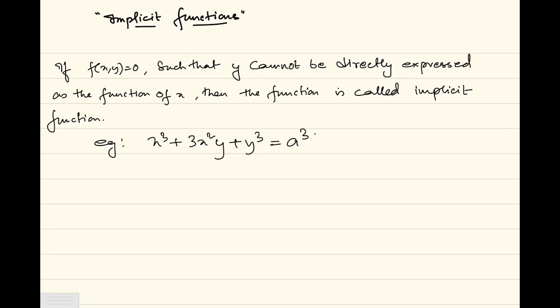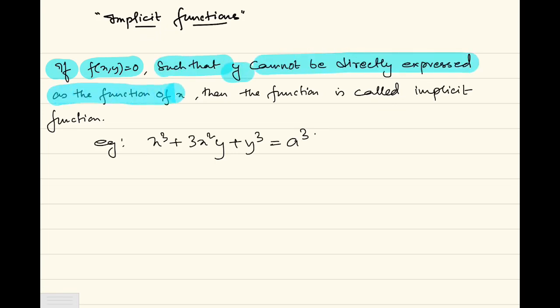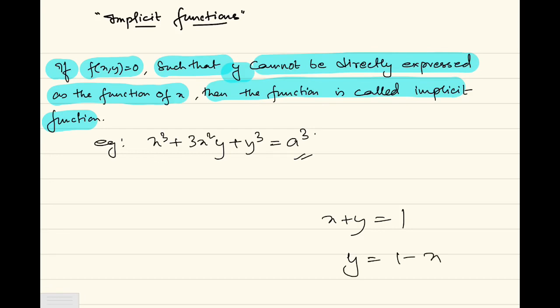I want you to copy this, by the way. If f(x, y) equals something, that means if a function of x comma y is there such that y cannot be directly expressed as a function of x, then the function is called an implicit function. Let me show you an example first; I'll show you another one as well. Suppose x plus y equals 1. What do you see here? I can directly write y equals 1 minus x, isn't it? So y can be expressed in terms of x. This is not an implicit function.